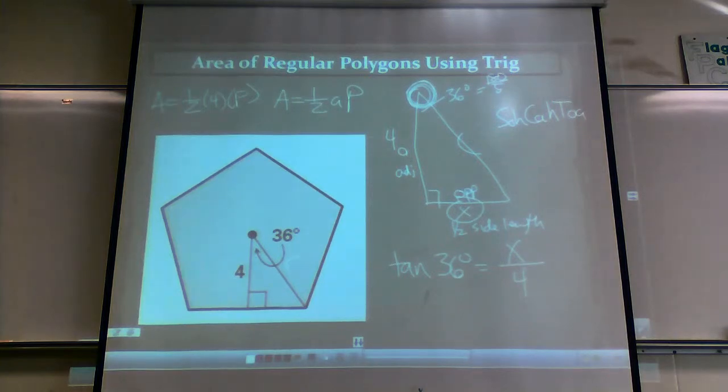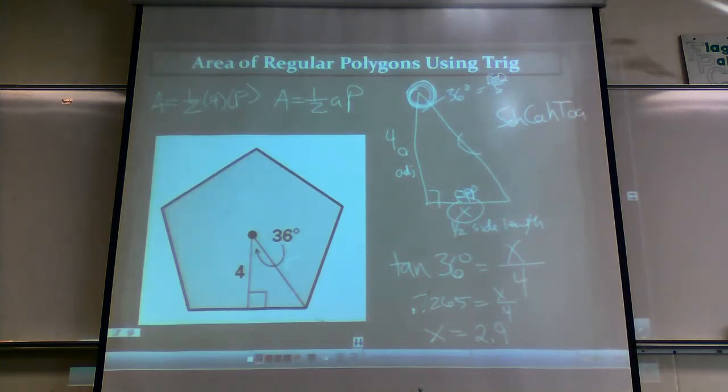Then how did I go about solving that out? What do I do? Tan 36 and then do what? Multiply by 4, right? So what's tangent of 36? 0.7265. So 0.7265 equals x over 4. And if I multiply that by 4, that gives me 2.9. So 2.9, we'll leave it there though.